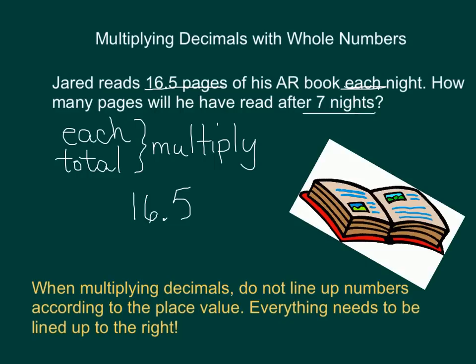That means that when we write our problem, the 7 will not go below the 6. That's not what we're doing. The 7 will be pushed to the right and will be just below the 5, even though it's a whole number. So our problem is 16.5 times 7.